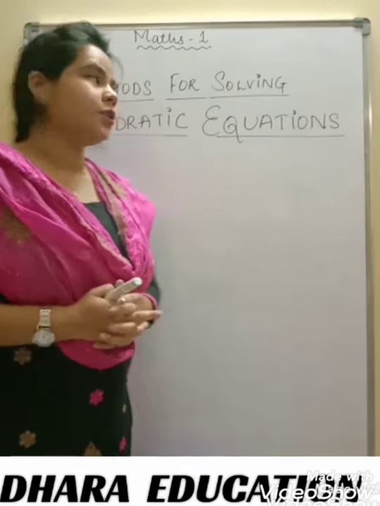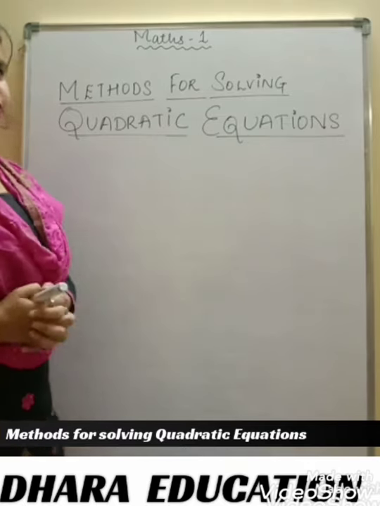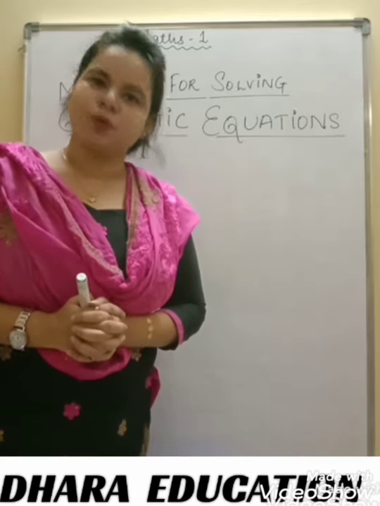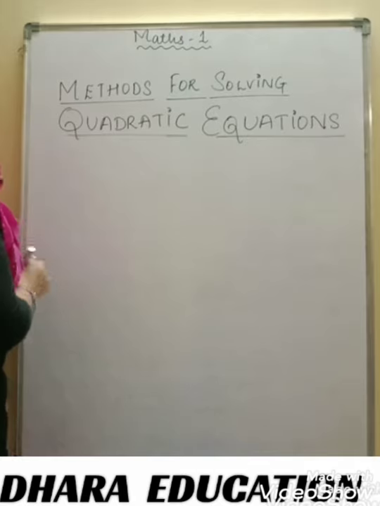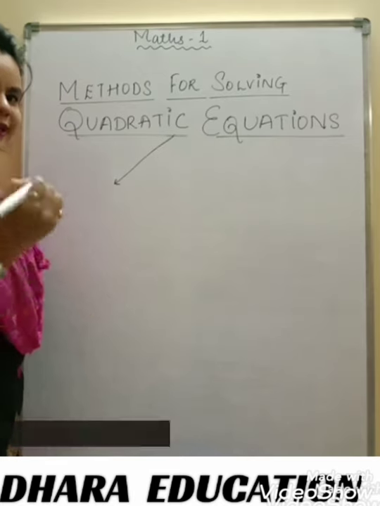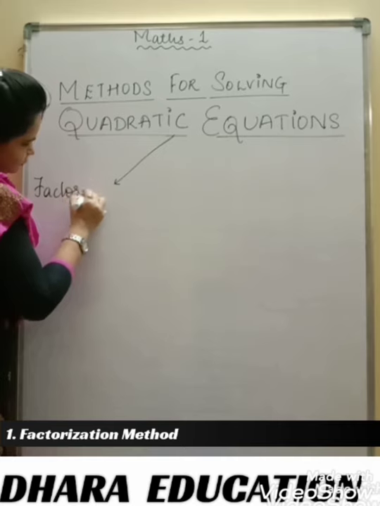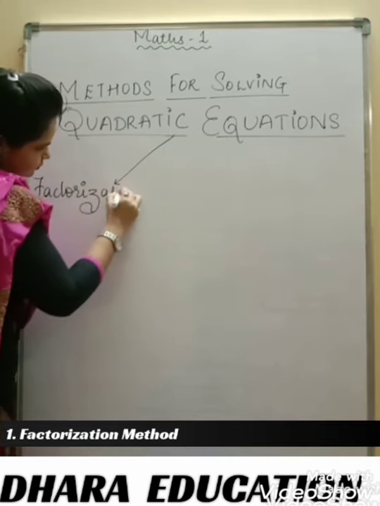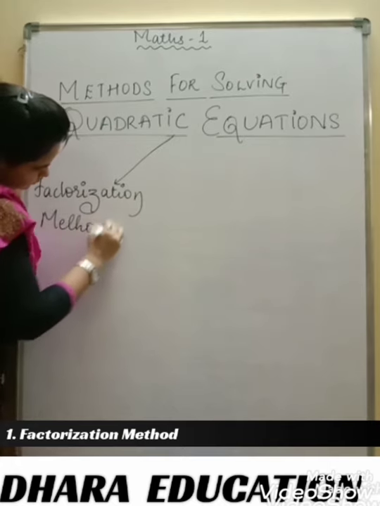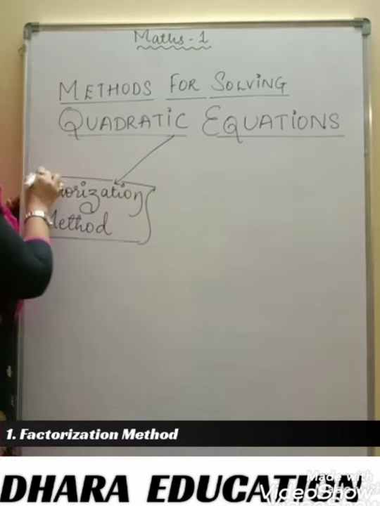Now we will start with the methods for solving quadratic equations. Basically students, there are three kinds of methods for solving quadratic equations. The first method is called the factorization method.